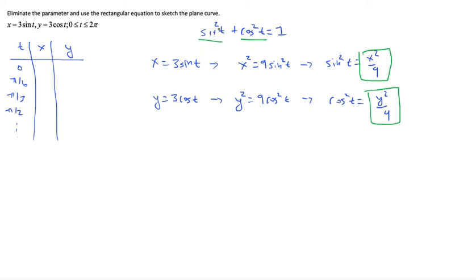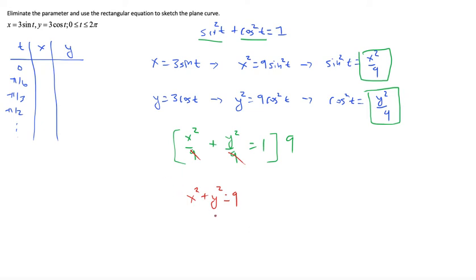I know that sine squared of t is x squared over 9, and cosine squared of t is y squared over 9, and that should equal 1. When we multiply everything by 9, this cancels out, this cancels out, and that just equals x squared plus y squared equals 9. This is called the rectangular equation.